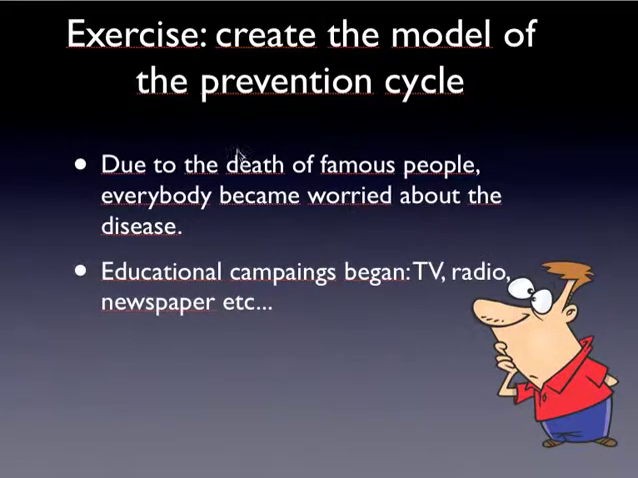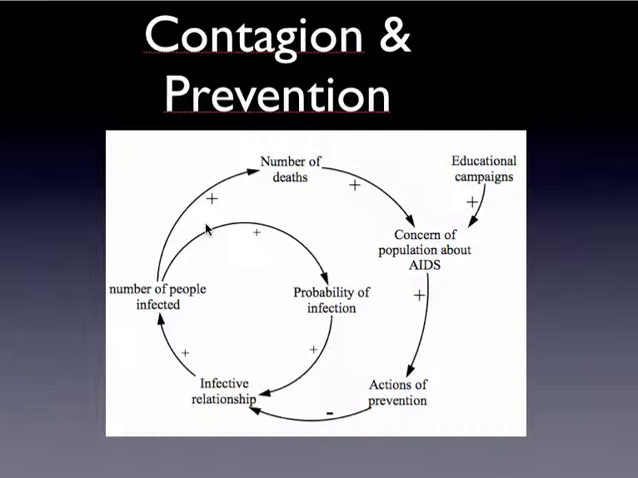Which variables do you think are important to represent this cycle? Is it a positive or negative feedback loop? Of course, it's a negative feedback loop. As the number of people infected goes up, the number of deaths goes up, and the concern of the population about AIDS increases, and the actions of prevention increase, consequently reducing the infective relationships. That's a negative feedback loop.